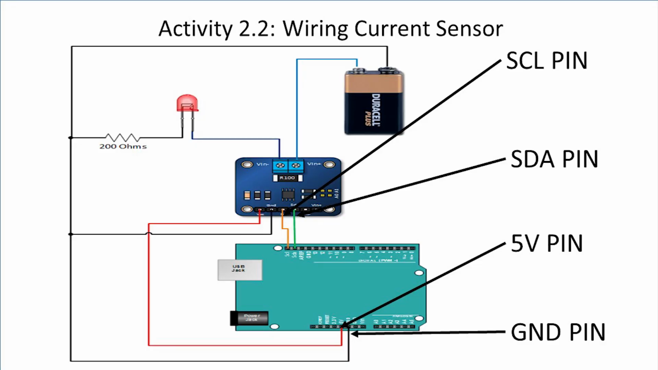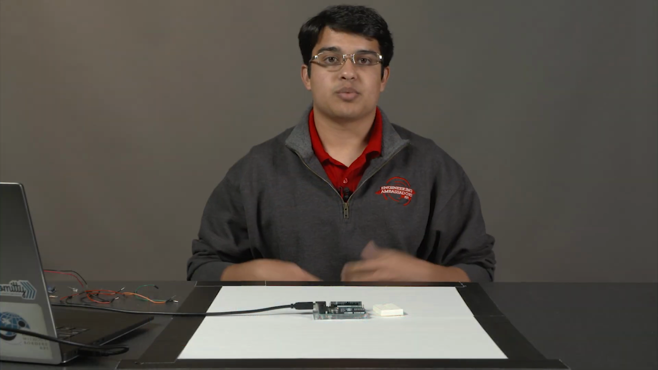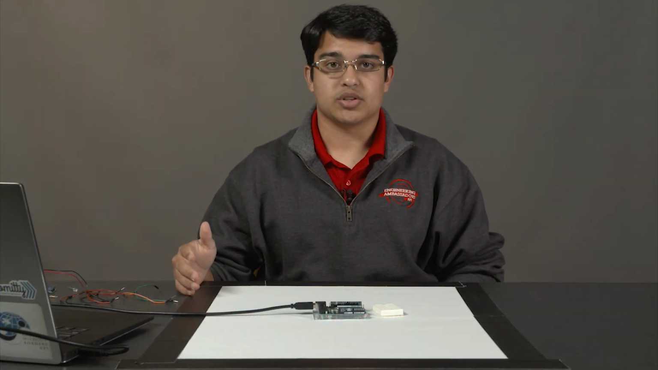The next activity you will complete is about wiring the current sensor to the Arduino and testing to see if it works properly. To do this, you will wire a circuit as shown on the slide. Alright, so now I'm going to be demonstrating activity 2.2.